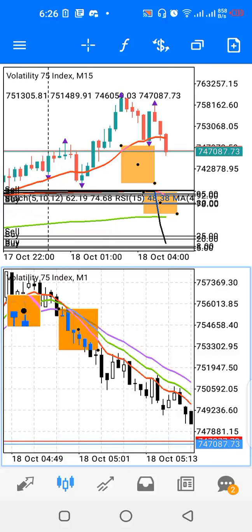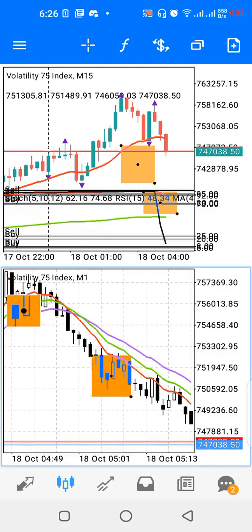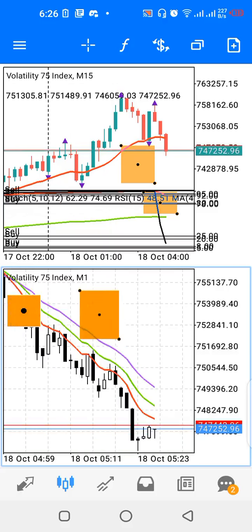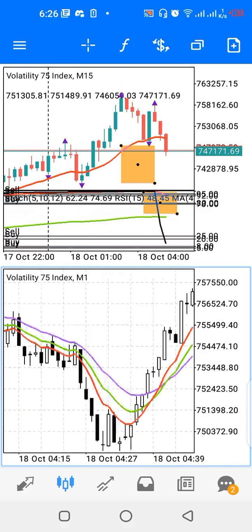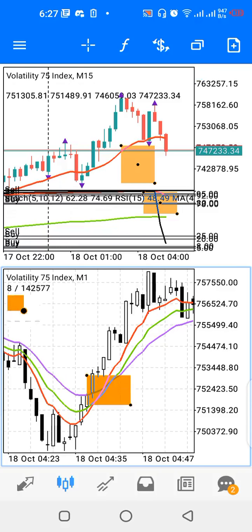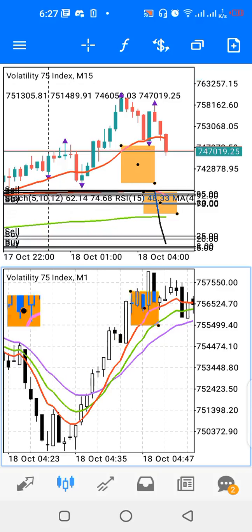Now when price stays, sticks and develops just below the 3 moving averages, that's your bearish trend. Of course, when price develops above the 3 moving averages, that's your bullish trend. Like you can see a bullish signal around here. This is the 1 minute time frame, and you can see the bullish trend.